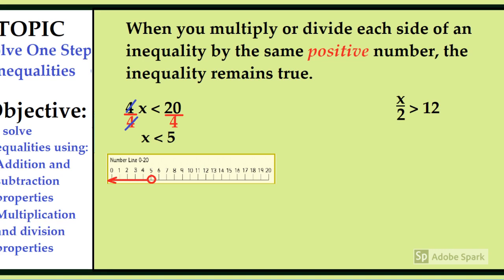Now, let's work on the second example. x over 2 is greater than 12. This time, it is division. What are we going to do?